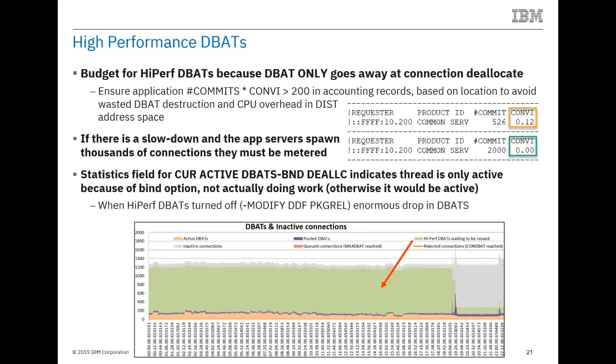But in this case, if you are stuck in the circumstance where almost everybody's using it, you can always use the MODIFY DDF PKGREL command to turn off high performance DBATs, let that number cycle down and go away, and you can turn them back on. If you had some crazy spike that you weren't expecting, it's a way to reset the table.